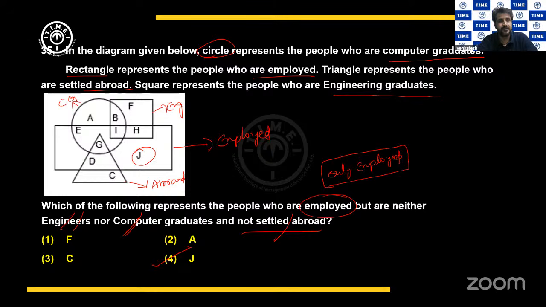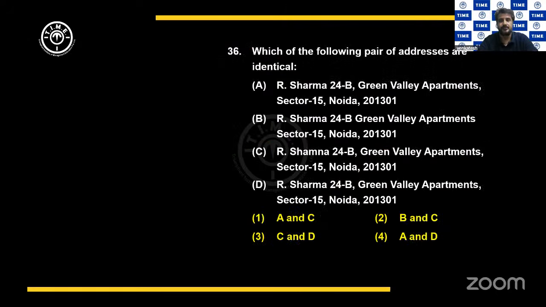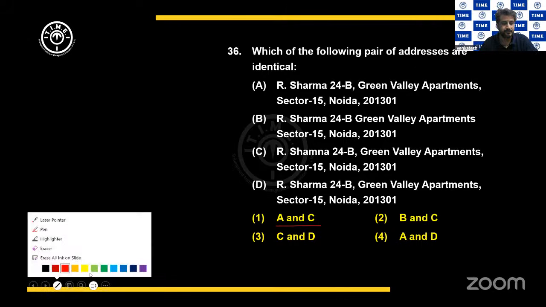Okay. See the next question. Right. These are the new question types. What is the new question type given? Which of the following pair of addresses are identical? We have given 4 options A, B, C, D. So what you have to do is, in the 4, 2 are similar. Let's check first A and C. Are A and C similar?